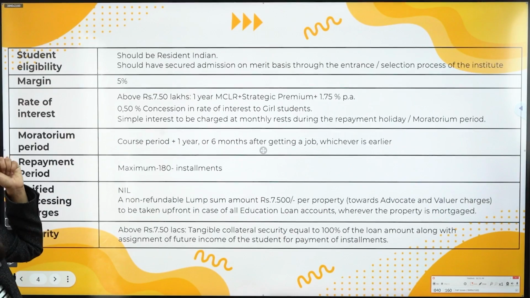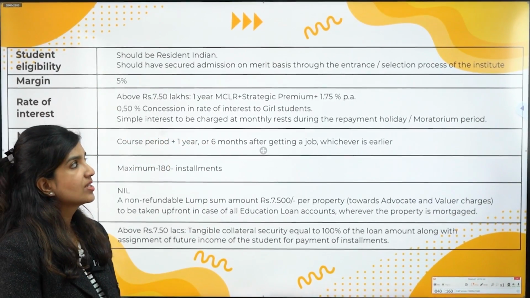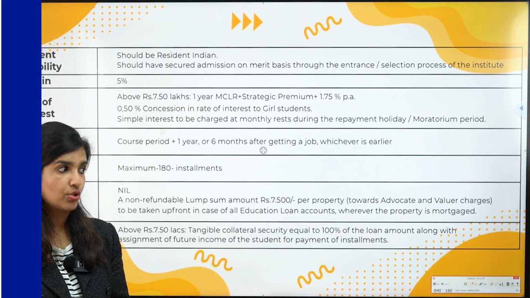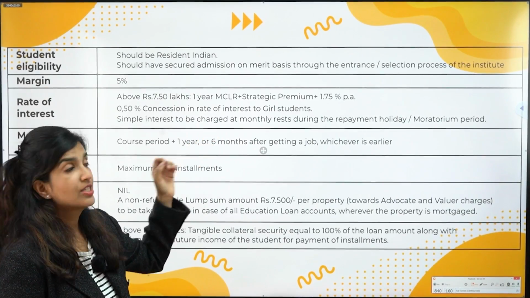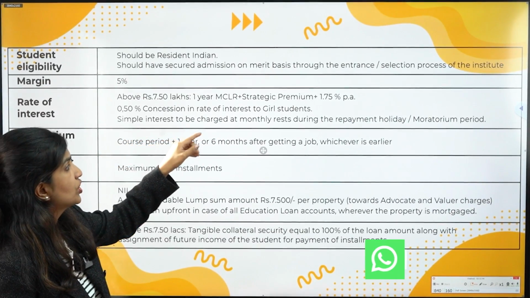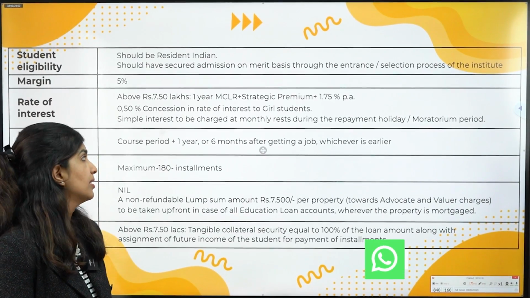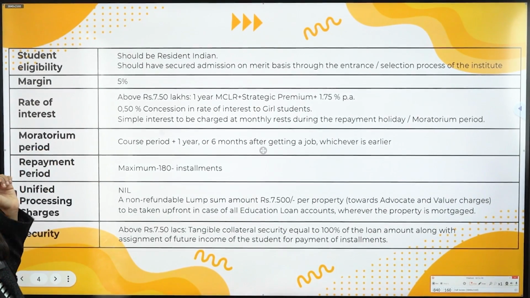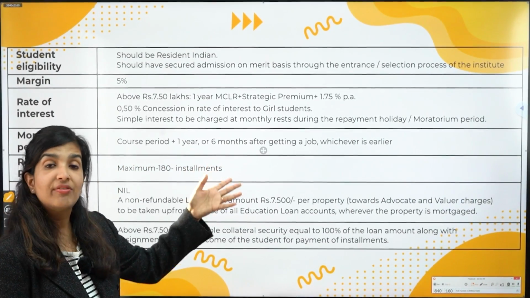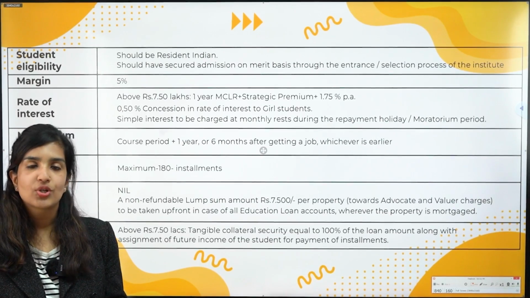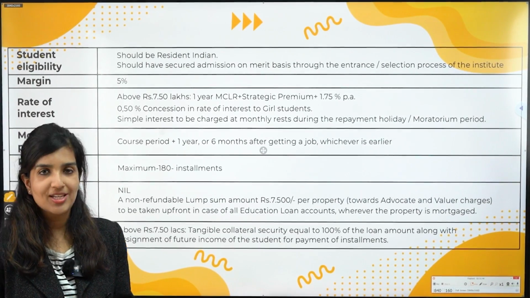For student eligibility, you should be a resident of India and you should have secured admission on a merit basis through the entrance or whatever is the selection procedure of the institute. You also have a 0.50% concession in the rate of interest for girl students, and simple interest is to be charged at monthly rests during the repayment holiday, or the moratorium period. The moratorium period is the course period plus 1 year, or 6 months after getting a job, whichever is earlier. If you do not know what a moratorium period is, it is basically the period after which you start paying your EMIs to the bank.